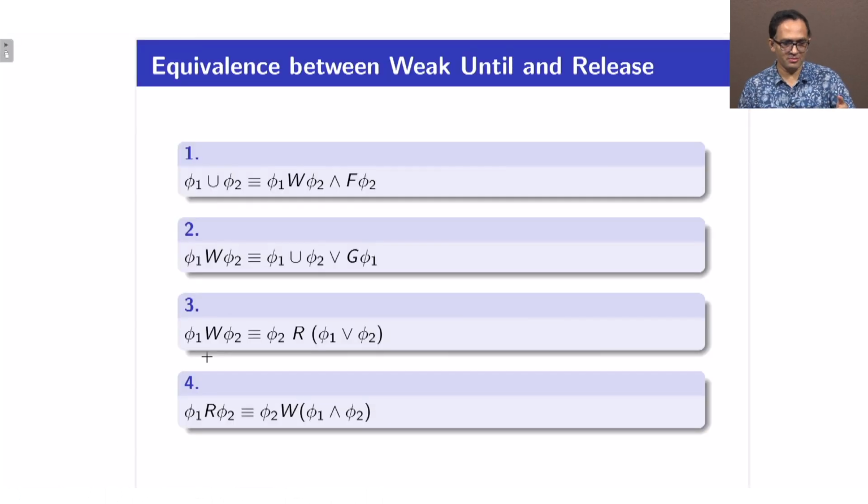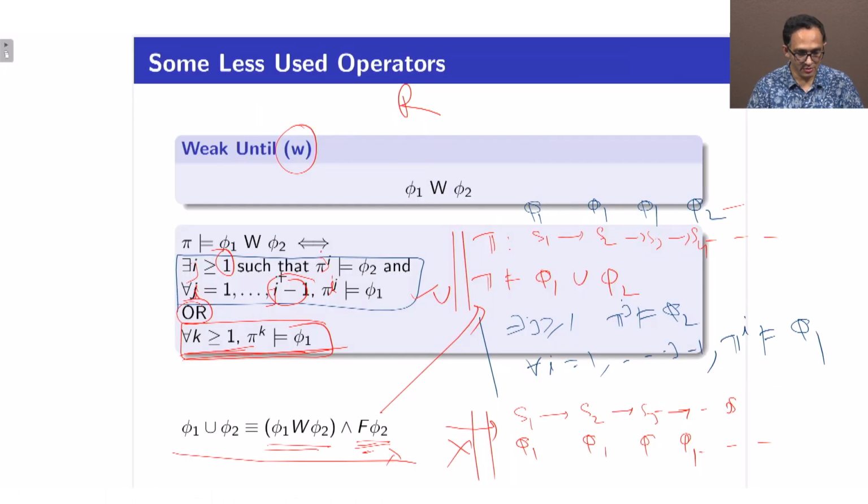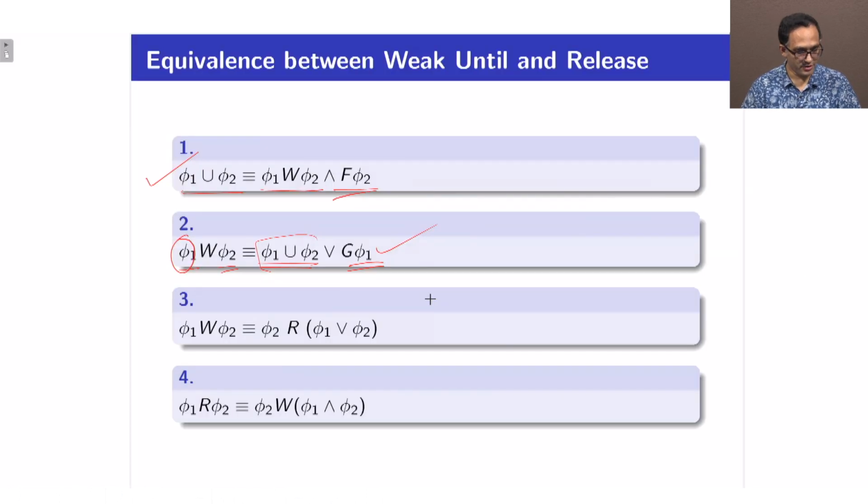Now there are equivalences between weak until, release and until. This I have already discussed. This phi 1 until phi 2 means either weak until, but you have to make sure that phi 2 holds in the future. Similarly, phi 1 weak until phi 2 means either this holds or globally phi 1 holds. You remember that in weak until, only phi 1 can keep holding. So that is that scenario. Either you have this scenario, this is until, or this scenario. So this is what I wrote here.